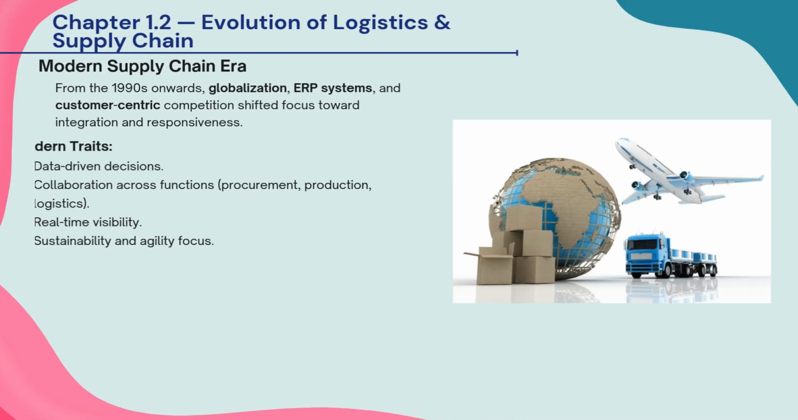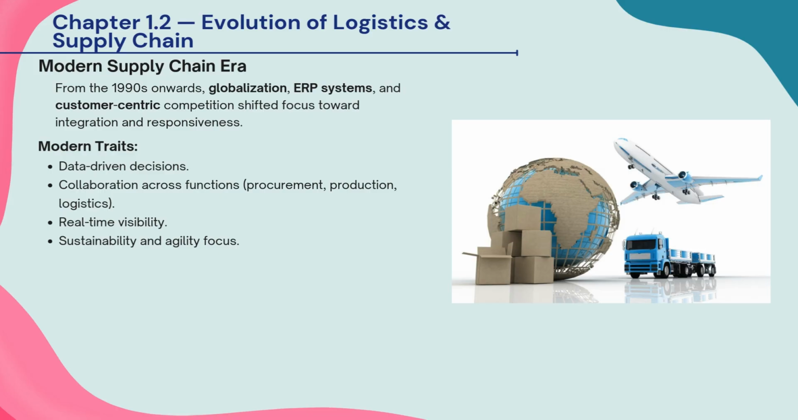From the 1990s onwards, supply chains became more integrated and customer-focused due to globalization and ERP systems. Companies started using data for better decision-making and improved collaboration between procurement, production, and logistics. Modern supply chains focus on real-time visibility, fast response, sustainability, and agility to meet changing customer demands.